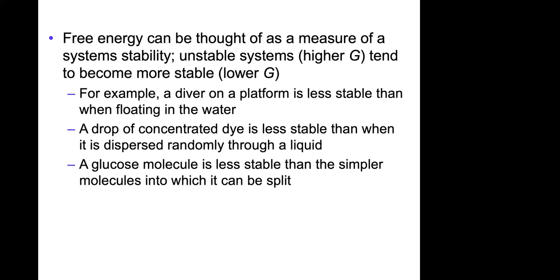Unstable systems will have higher free energy, and tend to become more stable over time. For example, a diver on a platform is less stable than when floating in water. A drop of concentrated dye is less stable than when it is dispersed randomly throughout a liquid. A glucose molecule is less stable than simpler molecules into which it can be split further.